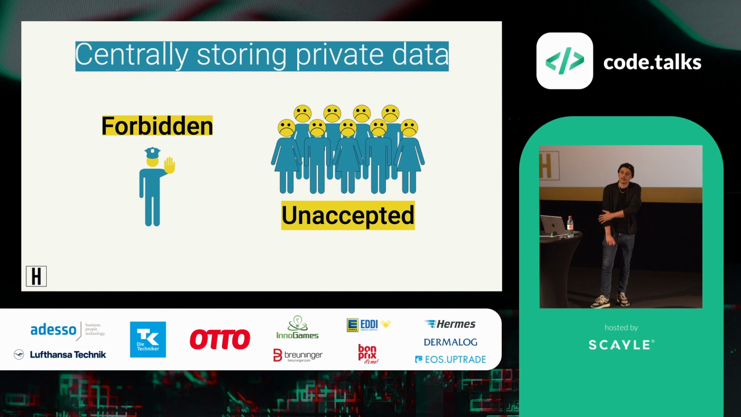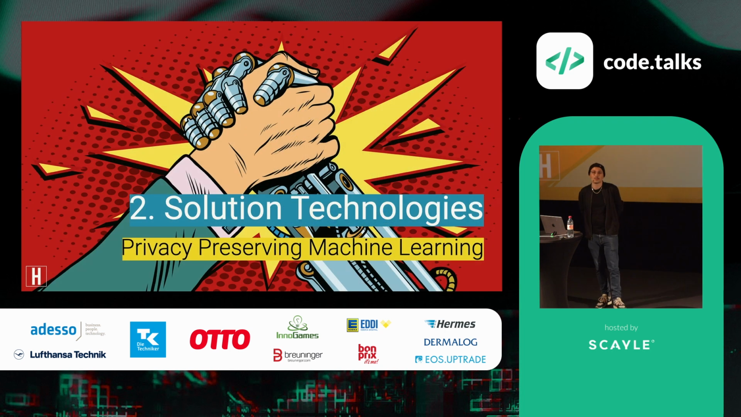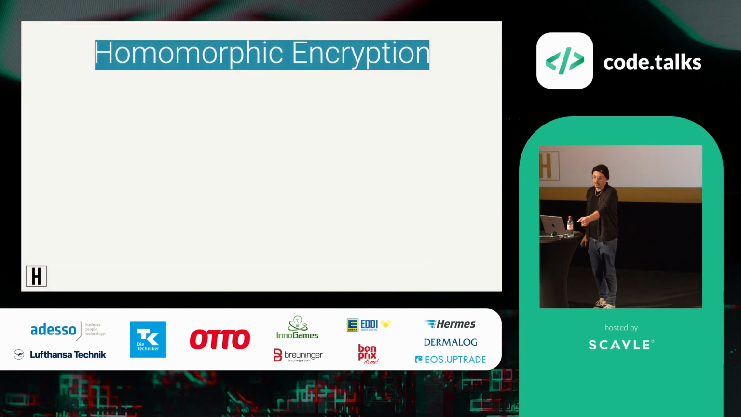So we saw that we can make good products with transparency, but we should be careful about violating our users' privacy. And let's look if we can have some solution technologies that make it possible to maybe have both transparency and privacy at the same time. First one is homomorphic encryption. Homomorphic encryption allows us to compute on data that we cannot see. So, for example, encrypted data.